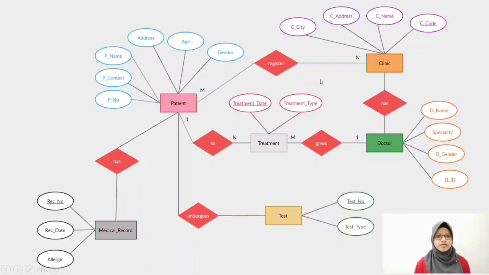For the clinic and doctor, there is a relationship. Each entity has a relationship to associate with another entity. Here, we can see that there are symbols which are M, N, and 1. The symbol between patient and clinic is many to many, which means that many patients can register at many clinics. The symbol between doctor and patient means that a doctor can give many treatments to a patient.